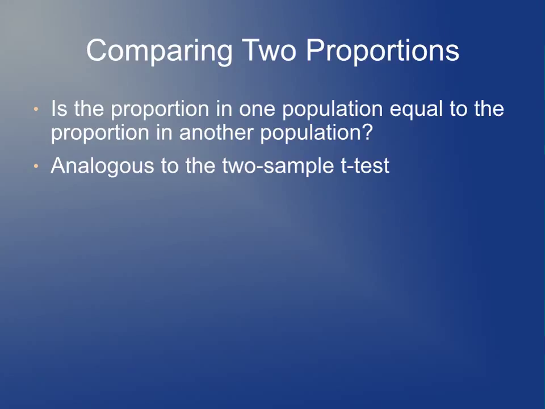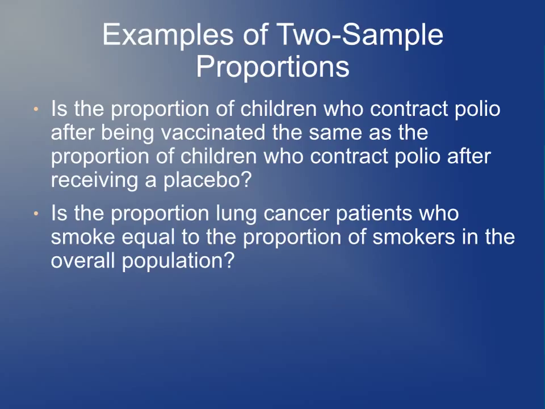We want to test the null hypothesis that two proportions are equal. So as an example of two-sample proportions, say we may want to answer the question, is the proportion of children who contract polio after being vaccinated the same as the proportion of children who contract polio after receiving a placebo? Or is the proportion of lung cancer patients who smoke equal to the proportion of smokers in the overall population? That would be a way of testing the null hypothesis that smoking doesn't cause lung cancer.